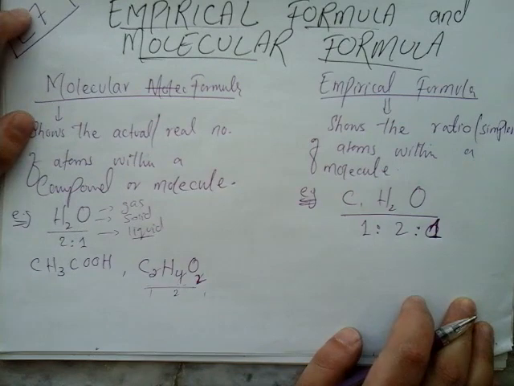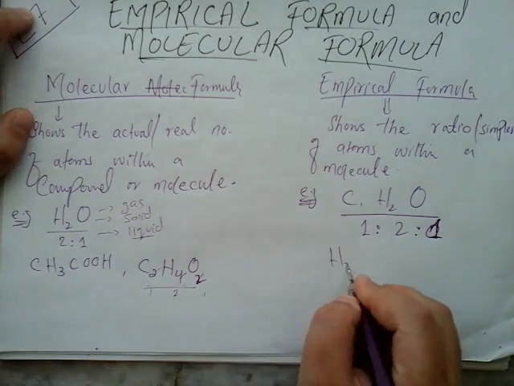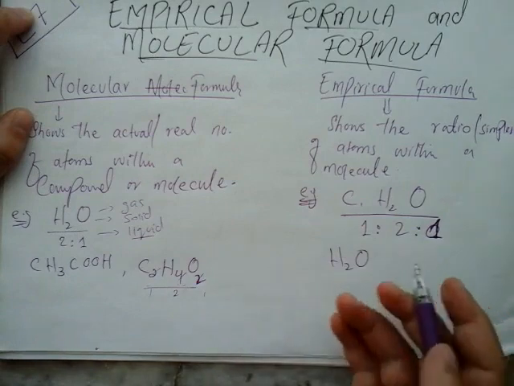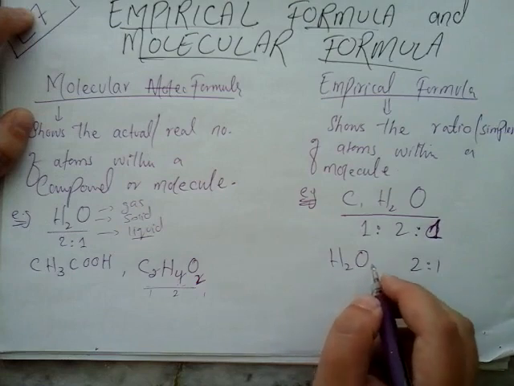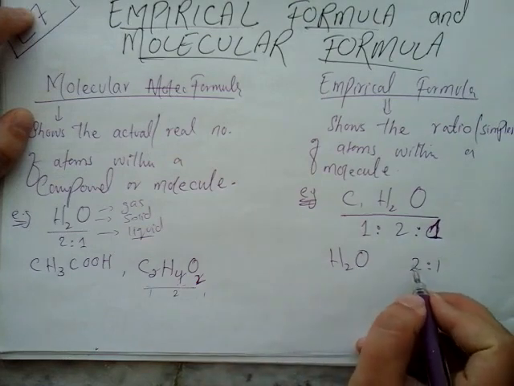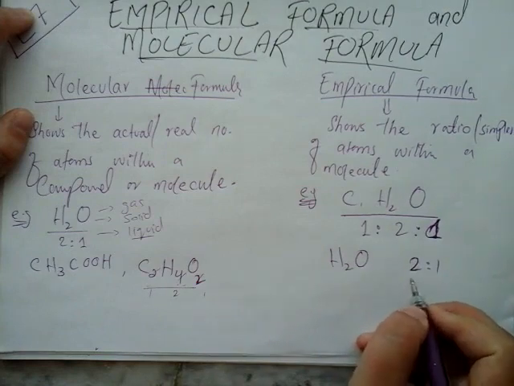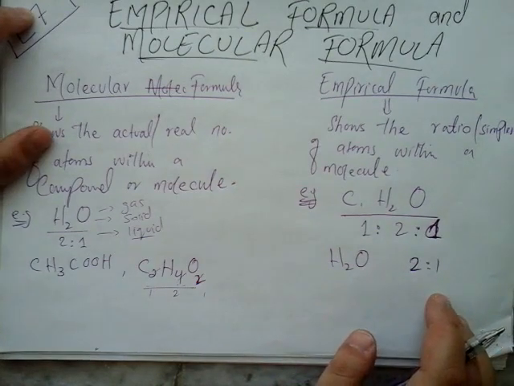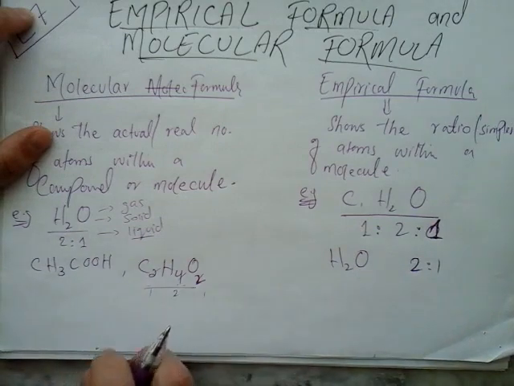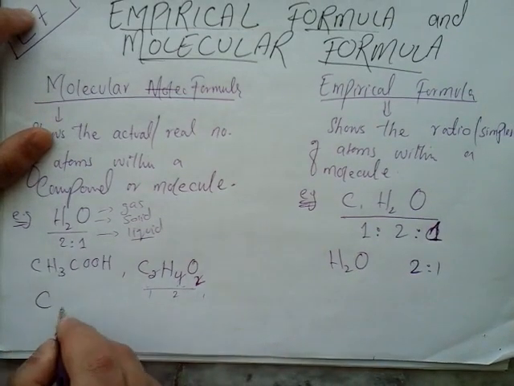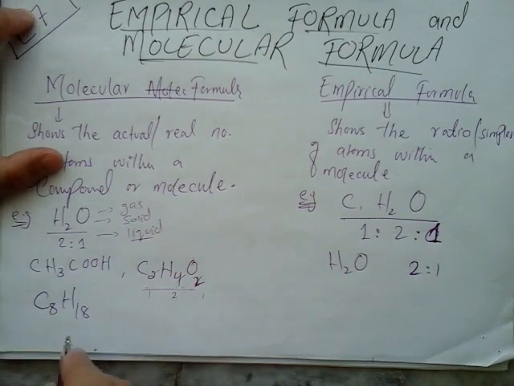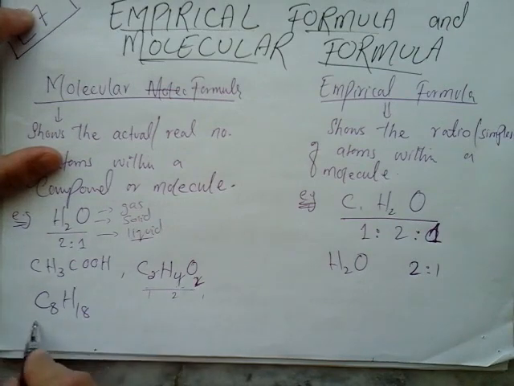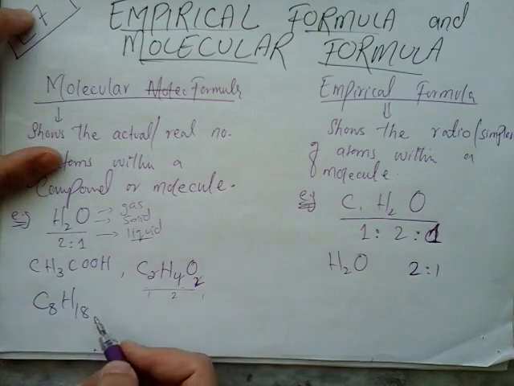On the other hand, the empirical formula of water will be the same. Both the empirical formula and molecular formula of water are the same, that is 2:1. Hydrogen and oxygen are present in the water molecule in 2:1 form, whether in the form of gas or liquid. But there are some large molecules like acetic acid, for example octane. They have a very large number of atoms. You can see over here 8 atoms of carbon and 18 atoms of hydrogen.